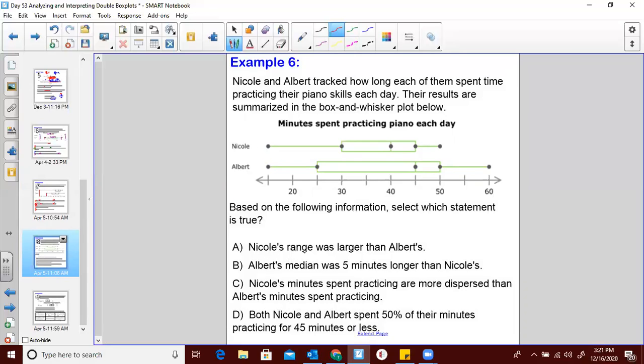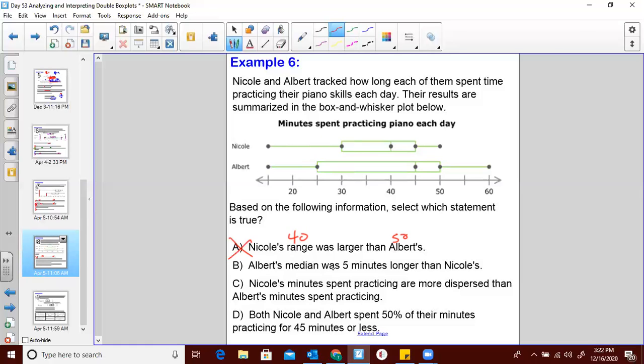So again, Nicole's range is larger than Albert's. Nicole's box plot is shorter than Albert's. So I know the range isn't going to be bigger. But if we wanted to do it mathematically, it's 50 minus, I assume it's 10. So Nicole's range is 40. Albert's range is 60 minus 10, which is 50. So we know that A is not going to be an answer.